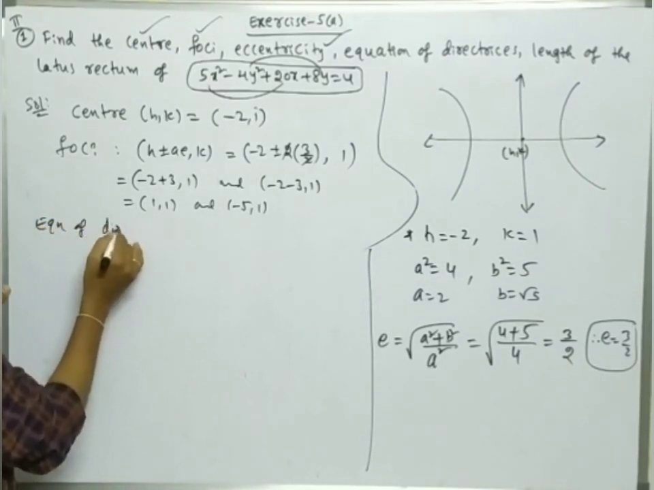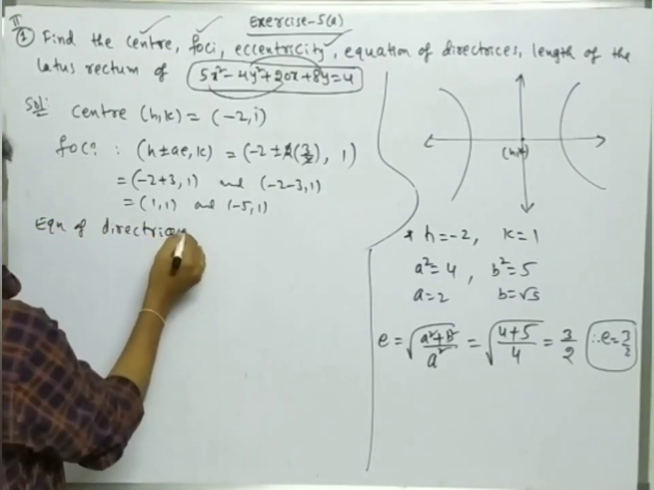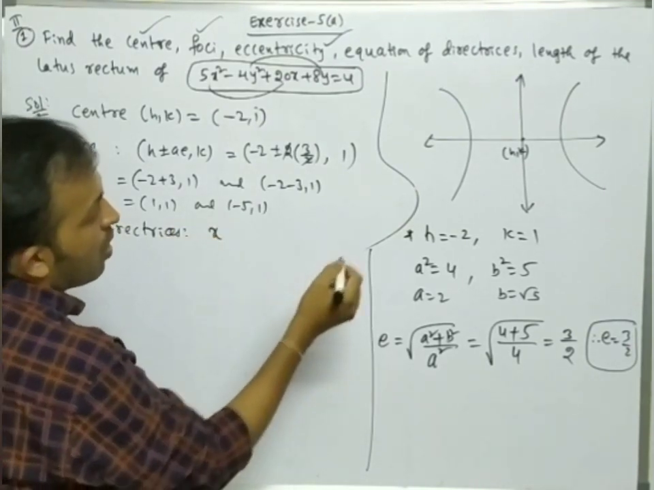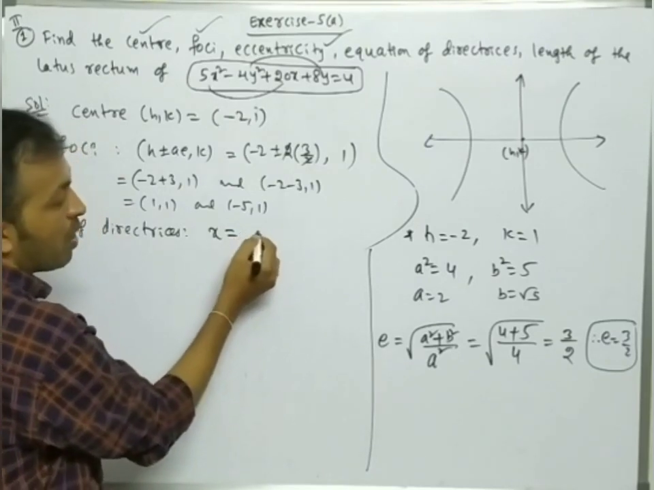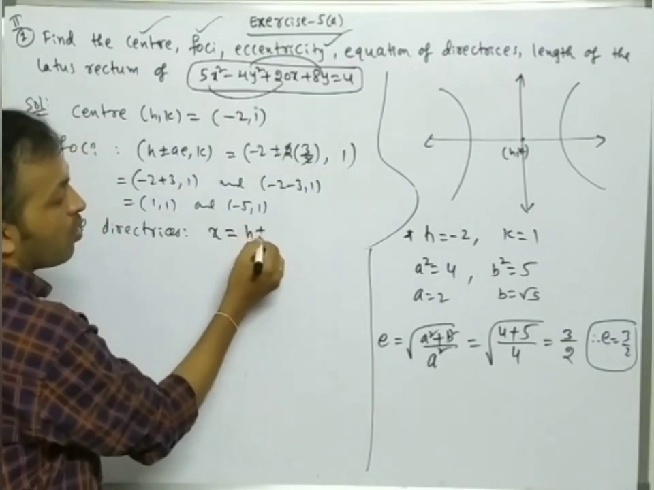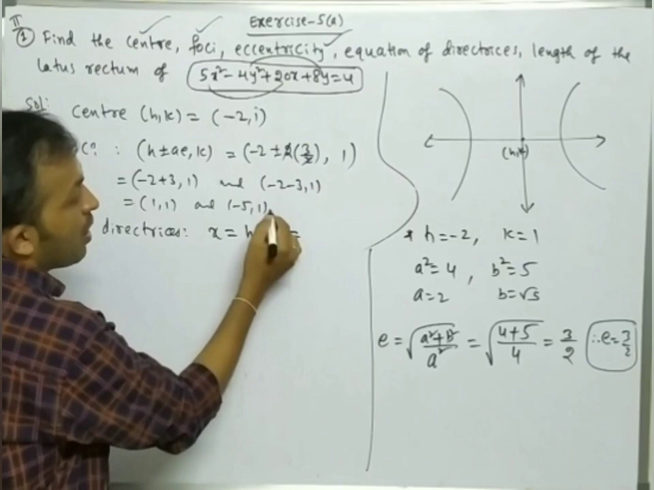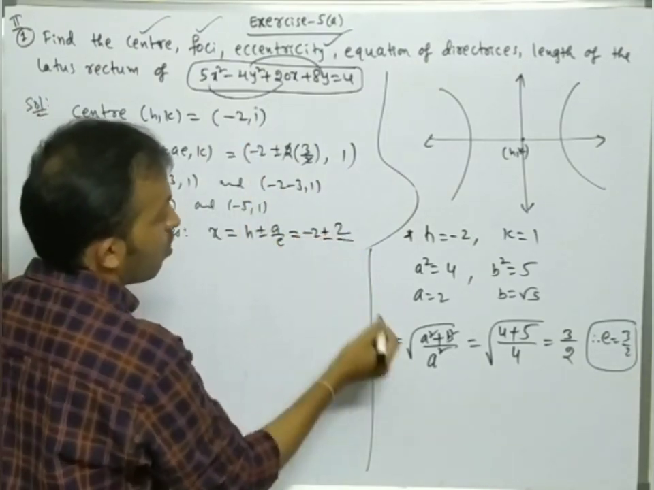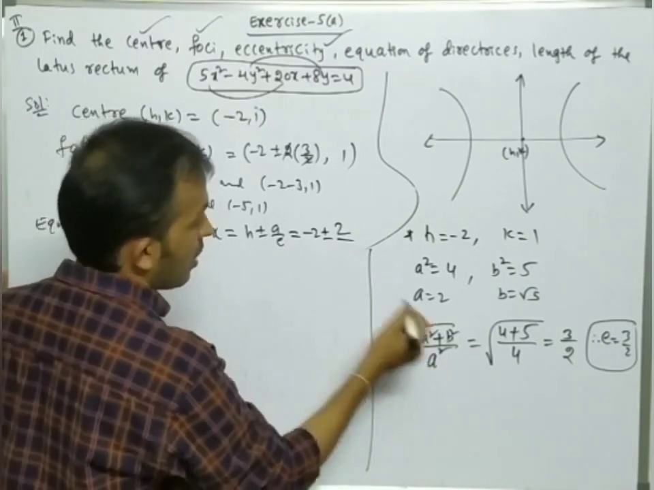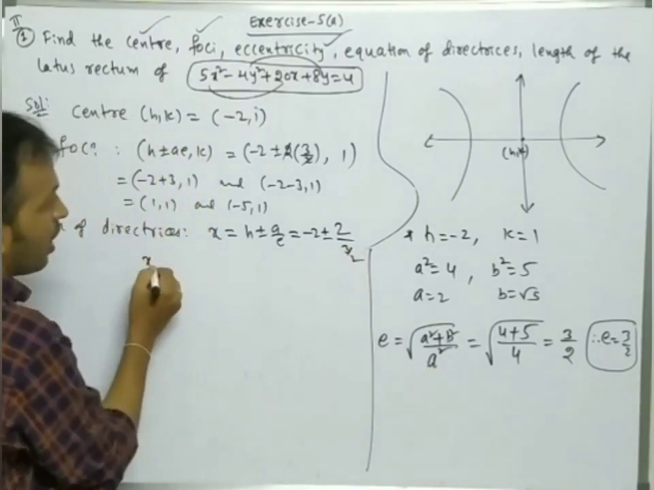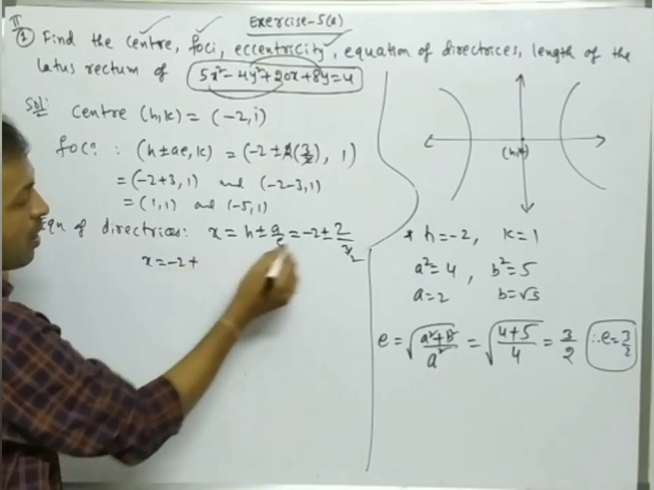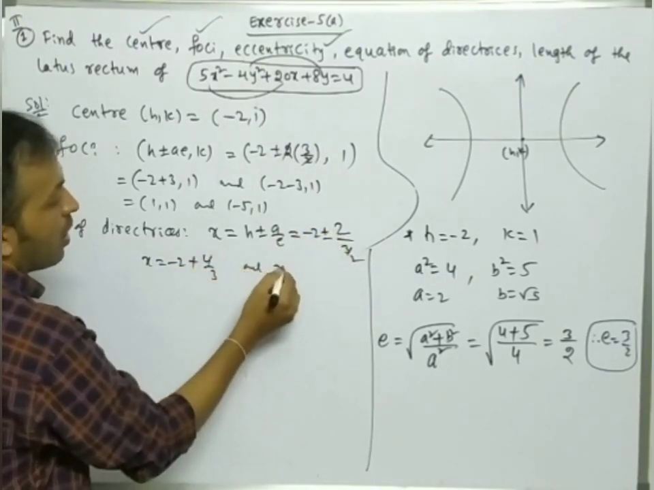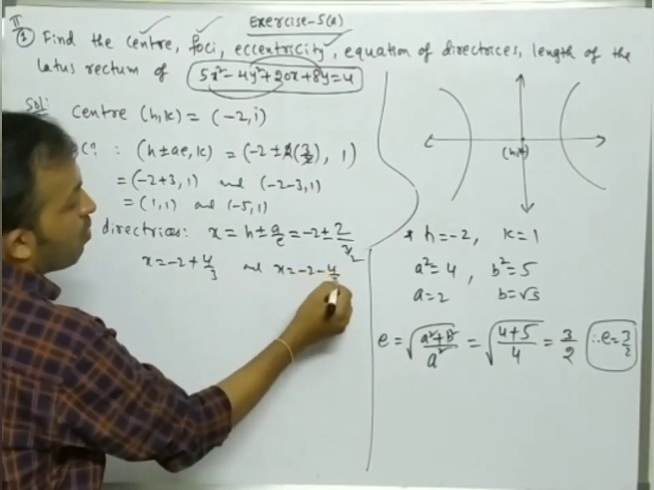Equation of directrices. x is equal to h plus or minus a by e. So here, h plus or minus a by e. That means what is h here? Minus 2 plus or minus a, which is 2, by e, which is 3 by 2. So x is equal to minus 2 plus 4 by 3 and x is equal to minus 2 minus 4 by 3.